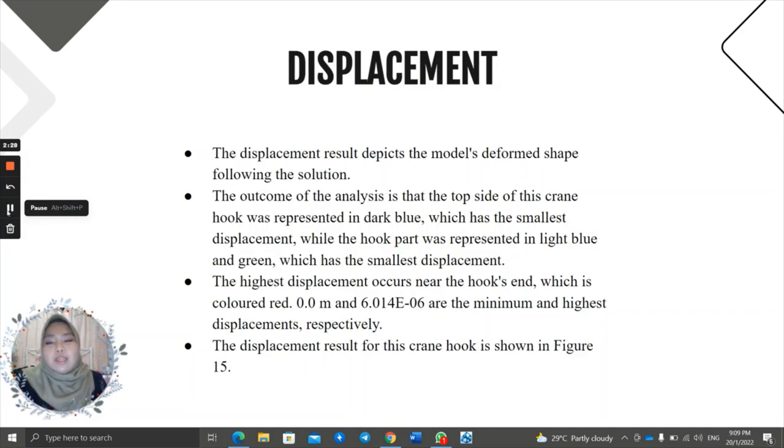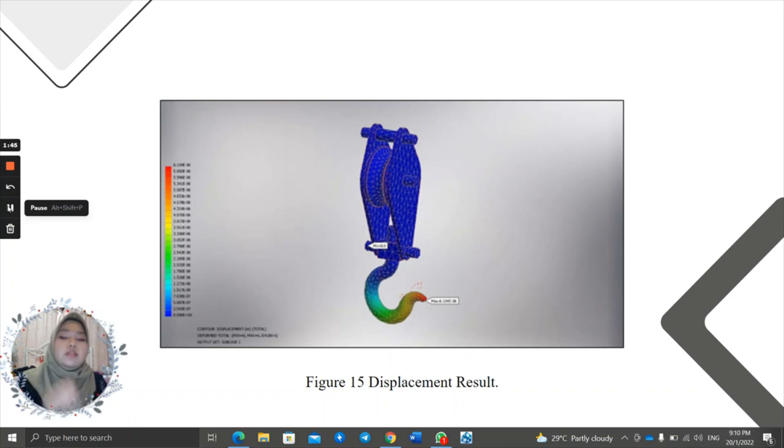Next, for displacement, the displacement result depicts the model's deformed shape following the solution. The outcome of the analysis is that the top side of this crane was represented in dark blue, which has the smallest displacement, while the hook part was represented in light blue and green. The highest displacement occurs near the hook's end, which is colored red. 0.0 m and 6.014E-06 are the minimum and highest displacement respectively. The displacement result for this crane hook is shown in figure 15. So this is the displacement result.